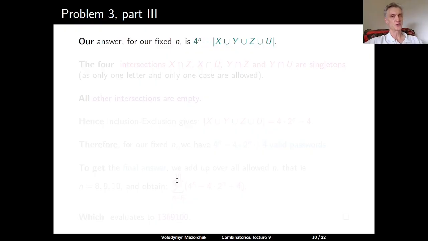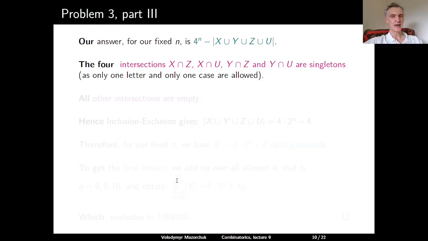Directly from the definition of X, Y, Z, and U, we see that their union gives us all forbidden combinations. So the answer to our problem for a fixed length n should be 4 to the power n minus the cardinality of this union of X, Y, Z, and U. And we can compute the cardinality using the inclusion-exclusion principle.